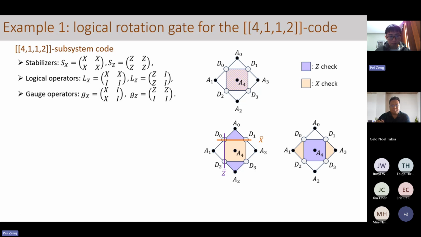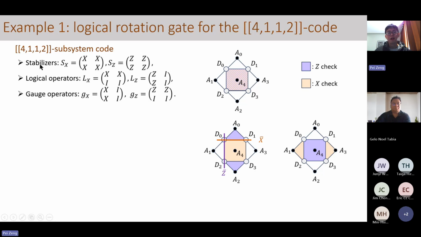Okay. And now we choose one of the logical operators to be the real logical operator, and we choose the second logical operator as a gauge. We call it a gauge because we don't care about the logical information on this gauge operator. So in this case, we get a [[4,1,1,2]] subsystem code. This one indicates the logical operator, the real logical qubit. This one indicates the gauge qubit.